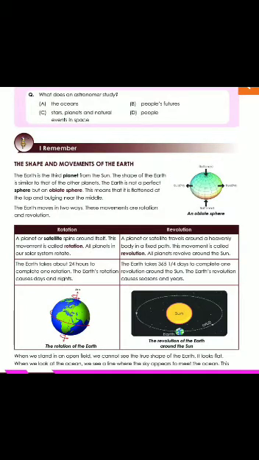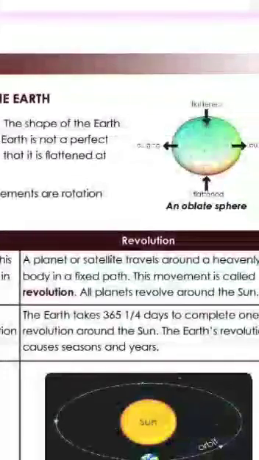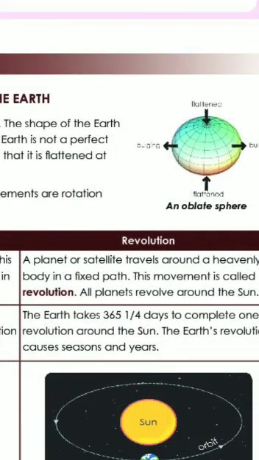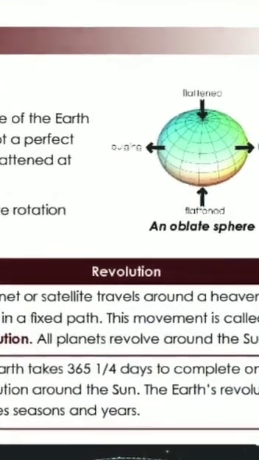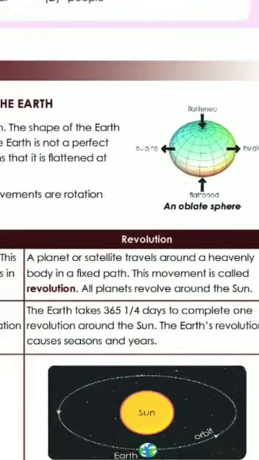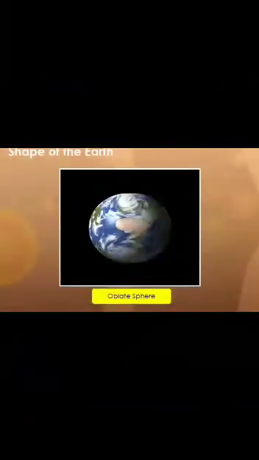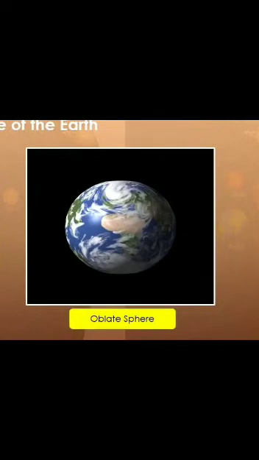The shape of the earth is an oblate sphere, which means it is flattened at the top and bulging in the middle. Here, the top is known as the North Pole and the bottom part is known as the South Pole. Here you can see that the diameter from the top to bottom is shorter than the diameter from the left to right. This is the shape of the earth, which is called an oblate sphere.